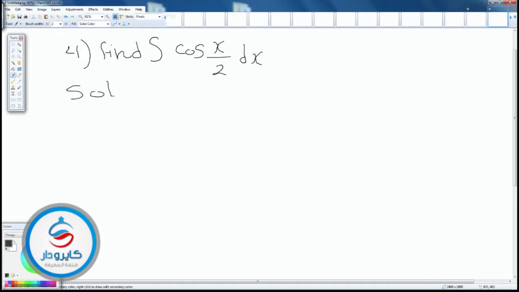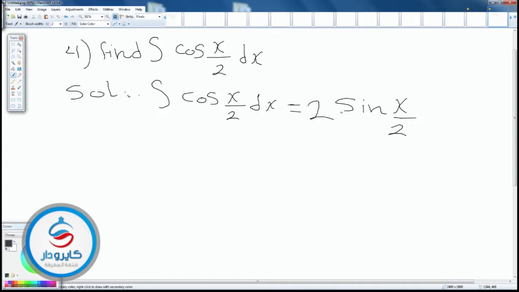Solution. Integral of cosine x over 2 with respect to x equals integral of cosine equals sine x over 2. Since the derivative of x over 2 equals half, we must multiply by 2, plus c.